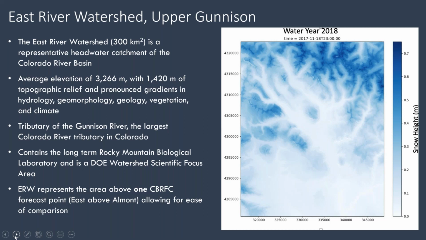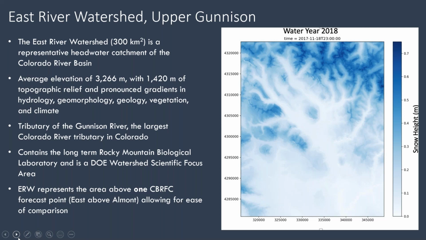So this watershed we also selected for a couple other reasons. It contains the Rocky Mountain Biological Laboratory and is also a DOE watershed scientific focus area. There's a lot of data available within this watershed that we can use to assess our model runs. Additionally, the Airborne Snow Observatory has flown over the Upper Gunnison multiple times over multiple seasons. So we have that as a validation data set.